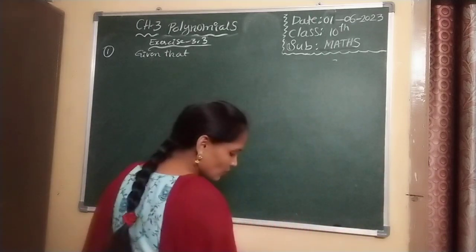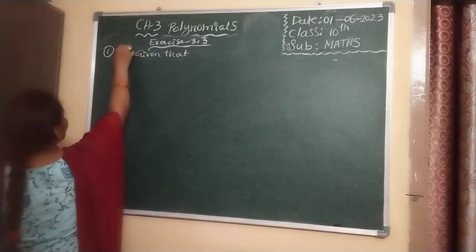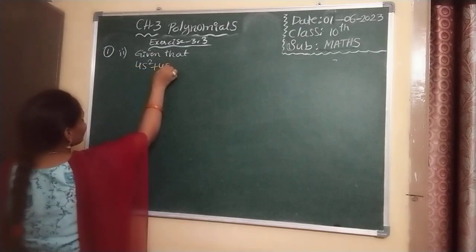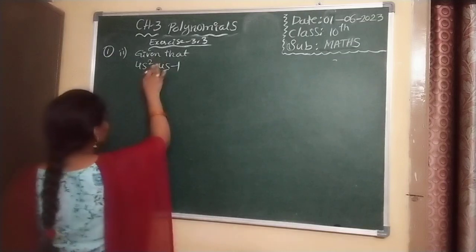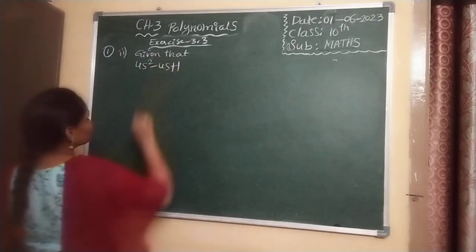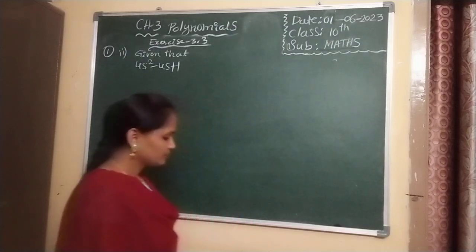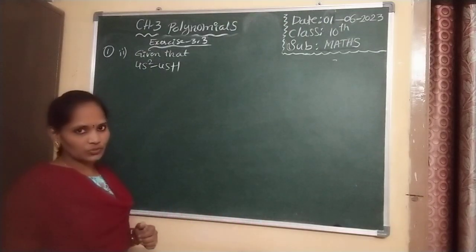Second one is 4s square minus 4s plus 1. Second bit, given polynomial 4s square minus 4s plus 1. This is the given quadratic polynomial. For this, first we should find the zeros, right?